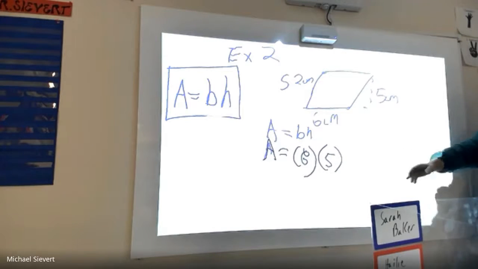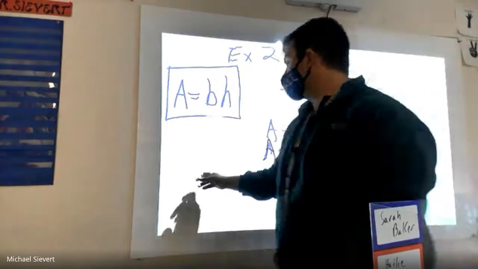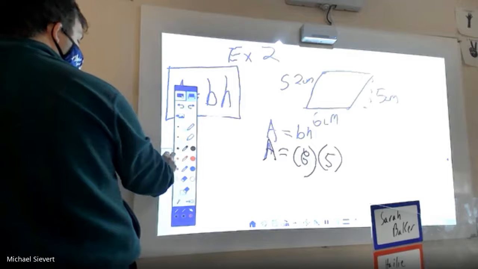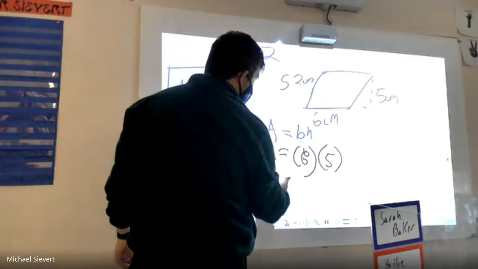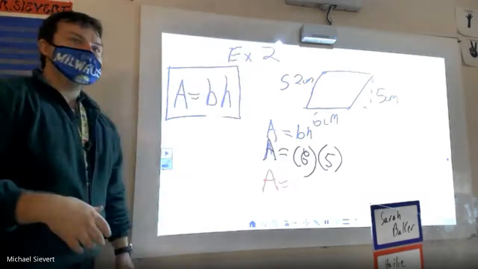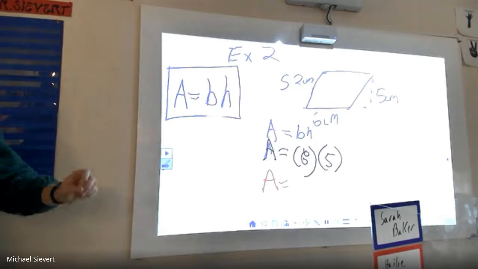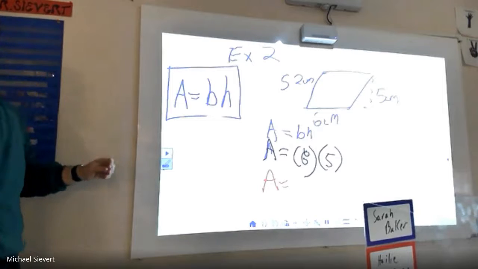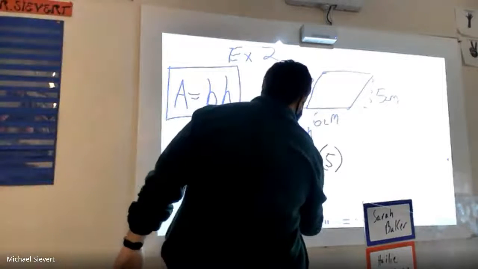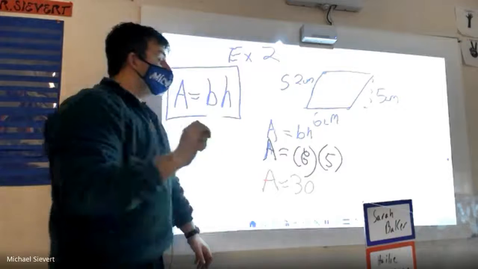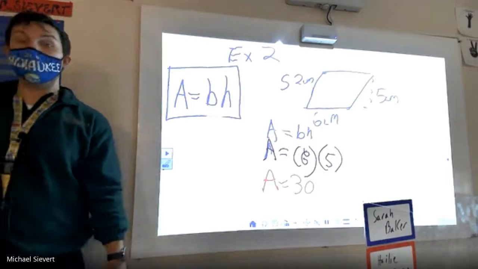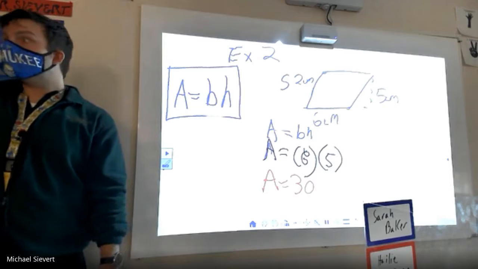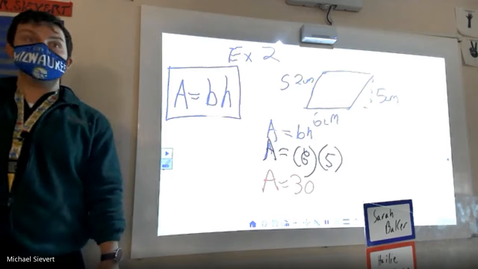So now, the next part of your steps is to solve. So first you write the formula, then you fill it in, and now you solve. Class, I'll give you 5 seconds to think about it. What is 6 times 5? Ready? 30. It's 30. What is the symbol? Because symbols matter. What goes behind the 30? Nariah?